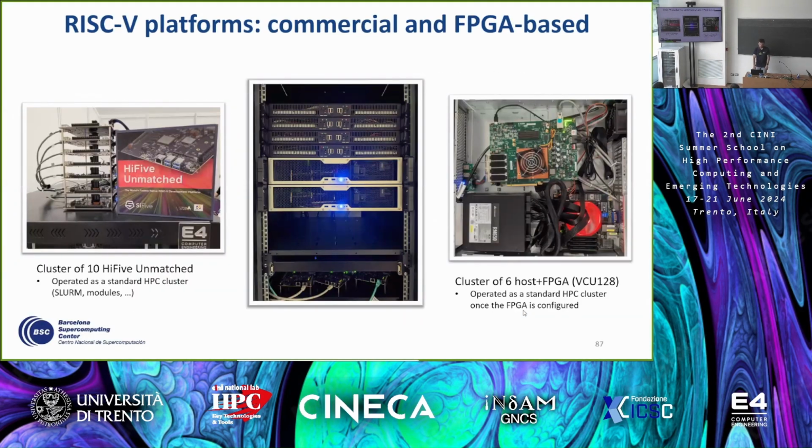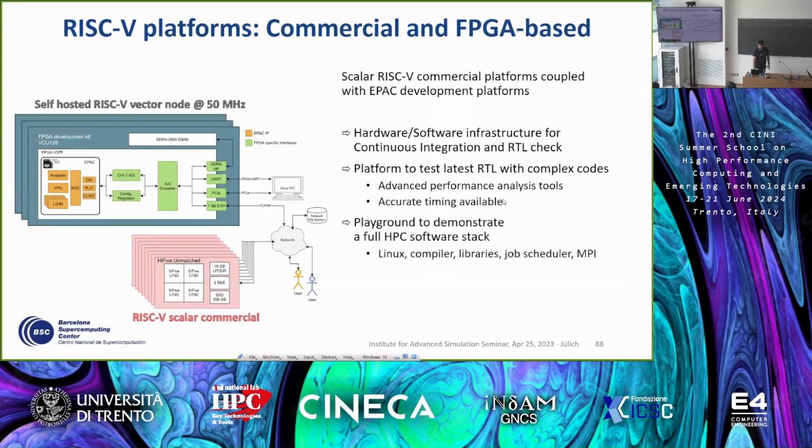So we have one cluster of what we call a commercial scalar RISC-V platform. That is exactly what you're using this afternoon for your day. And then we have a cluster of FPGAs that we use, configured as one of these RISC-V cores plus the VPU. So we have it all together, connected. The red ones are the scalar commercial ones.